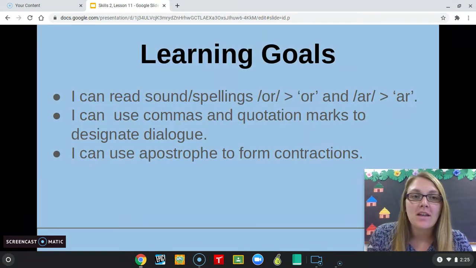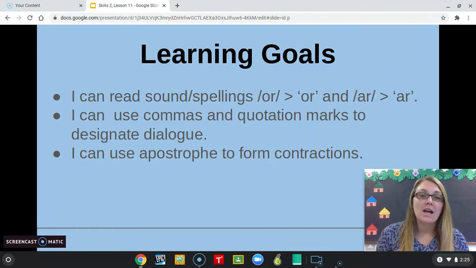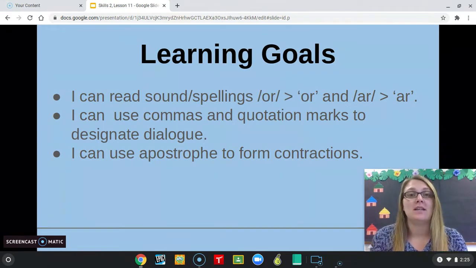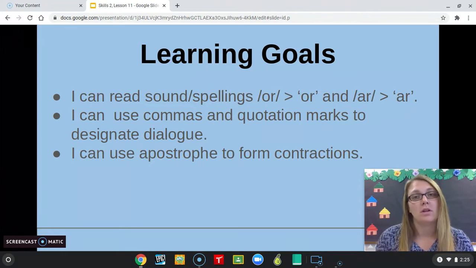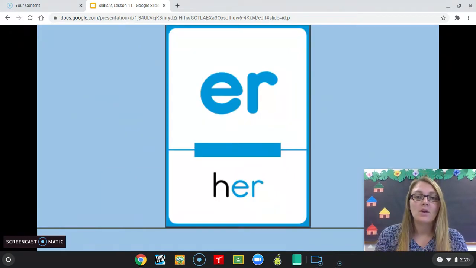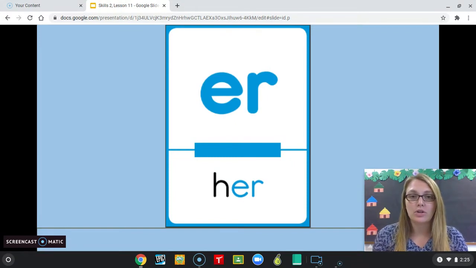Our goals for today: read the sound and spelling cards ER and AR, use commas and quotation marks to designate dialogue, which is when people are speaking in text, and use apostrophes to form contractions, like we reviewed in the last lesson. Okay, first we have ER, like in the word her. Say it with me.